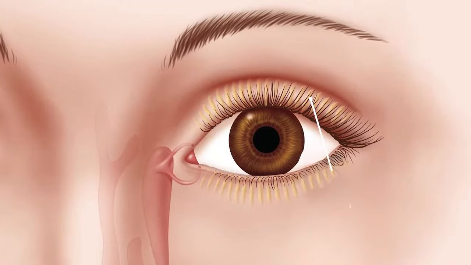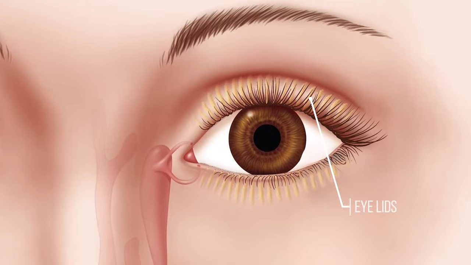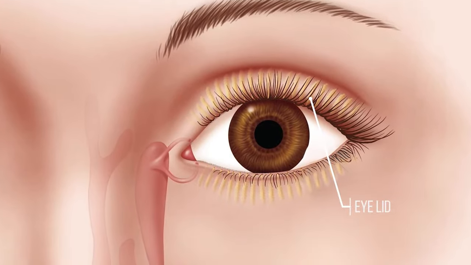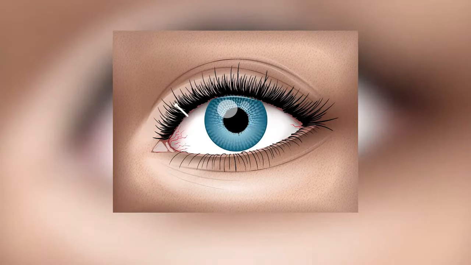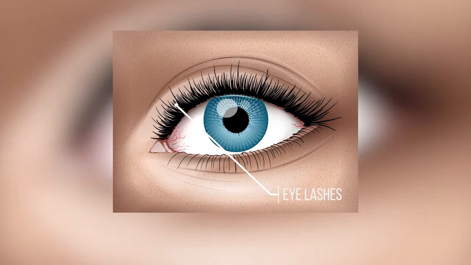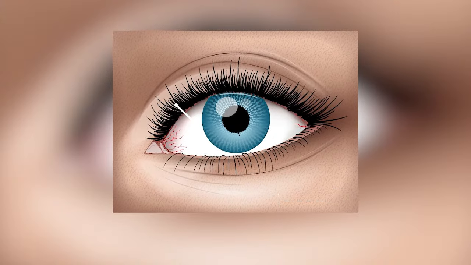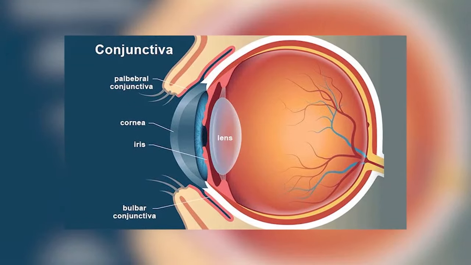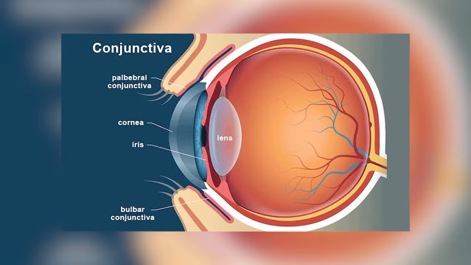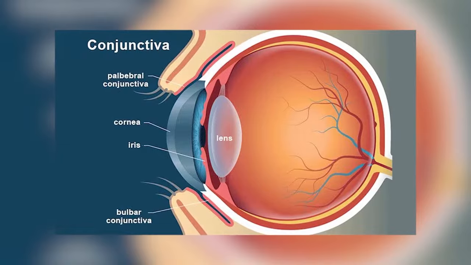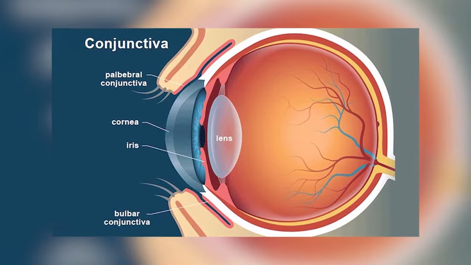The eyelids are movable structures that protect the eyeball from mechanical injury and serve to spread the tear film uniformly across the eye during blinking. Eyelashes act as a first line of defense, trapping dust and small particles before they can reach the eye's delicate surface. The conjunctiva, a thin and transparent membrane that covers the sclera and lines the inside of the eyelids, plays a vital role in lubrication and infection prevention.